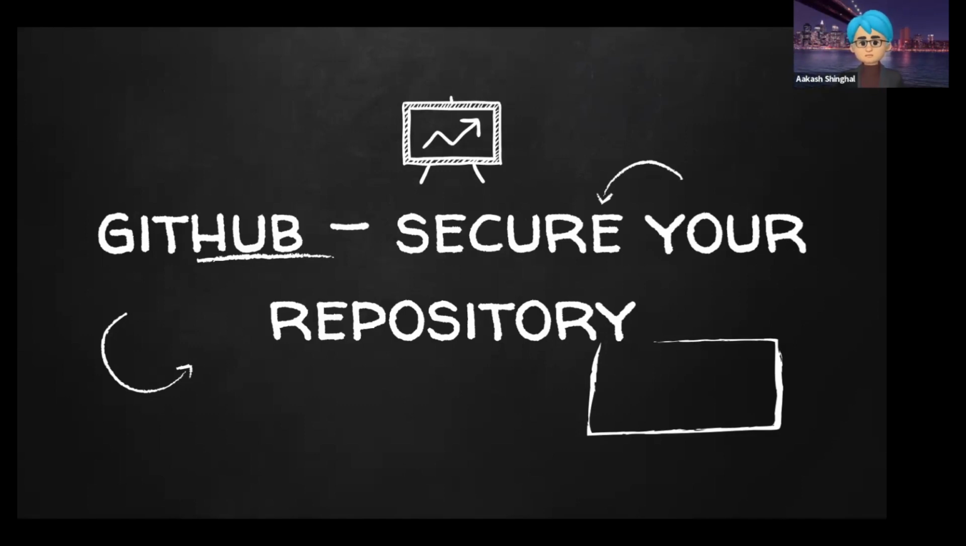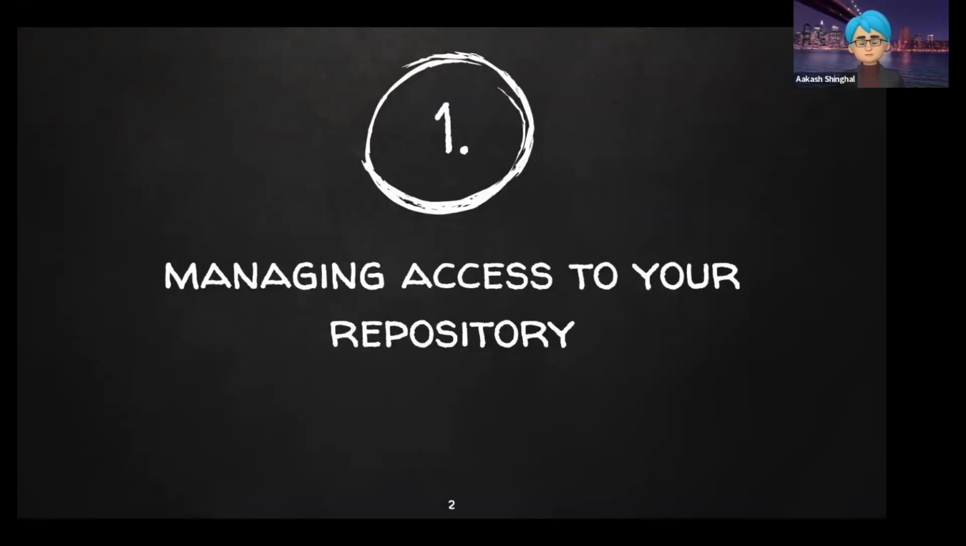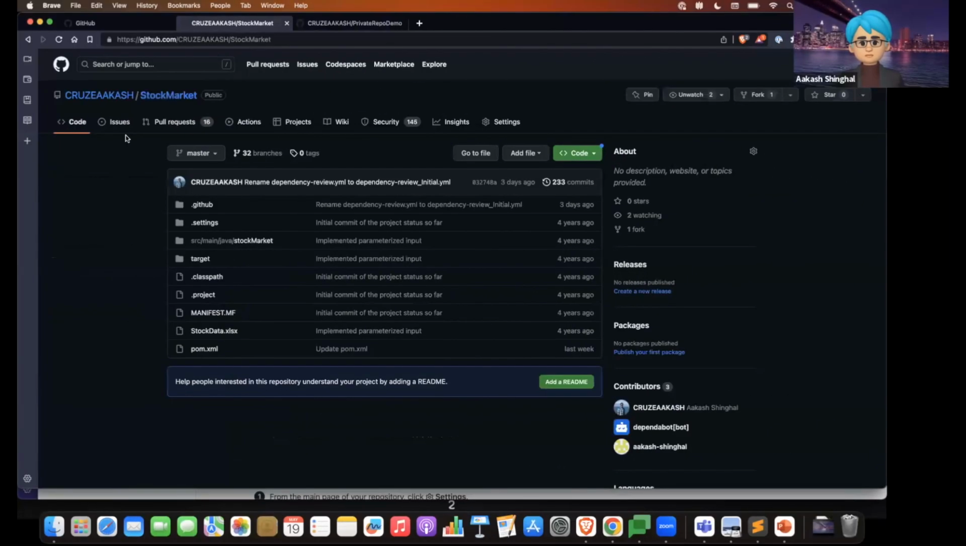Okay, so let's start with the first security feature. The first step to secure your repository is to configure who can view and who can control your repository. So let's see how you can manage your repository visibility and the access control of that. I'm taking an example of this repository. As you can see, this is a public repository.